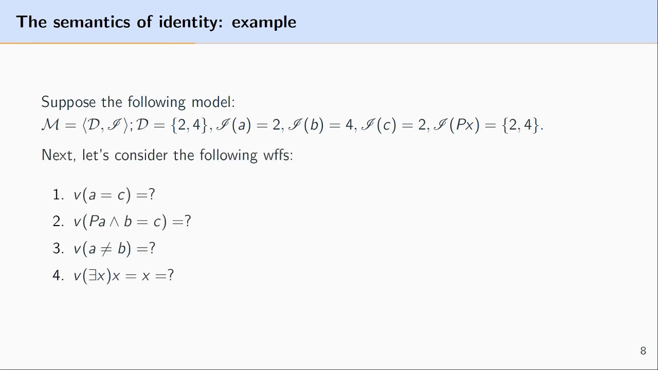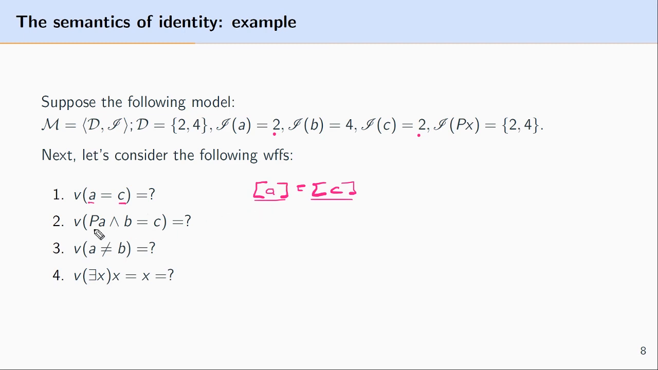So now let's walk through each of these examples and determine if the formula is true or false. In the case of A equals C right here, in order to determine if this is true or not, we look at the denotation of A and see if it picks out the same object as the denotation of C. That is, we look at the interpretation of A, the interpretation of C, and see if these are the same thing. We note that the interpretation of A is 2, and the interpretation of C is 2, and so the formula A equals C is true.